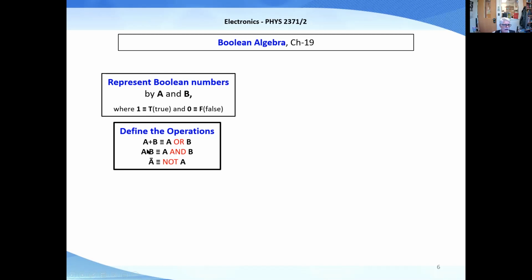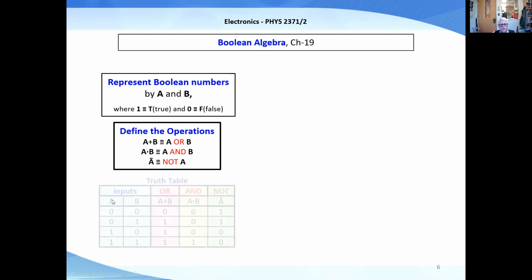Sometimes you can leave out the dot here and just say AB means you're going to and those two numbers. And then you have a not, which if A is 0, then not A is 1, and the opposite. So you can have or, and, or not functions. So those are operators.